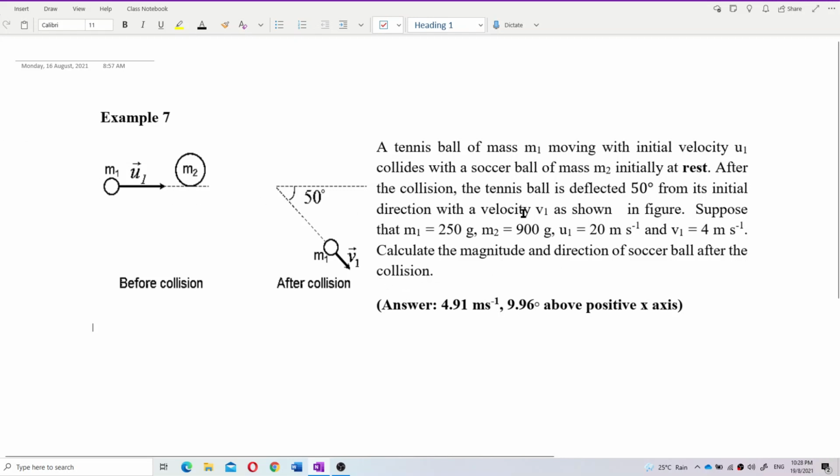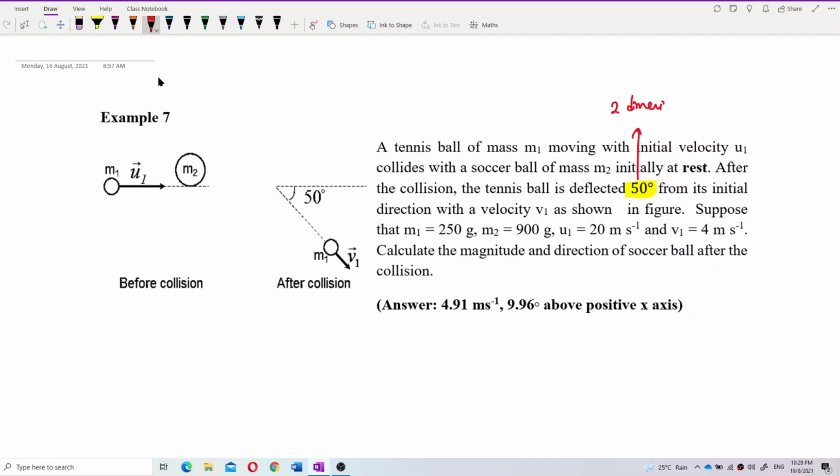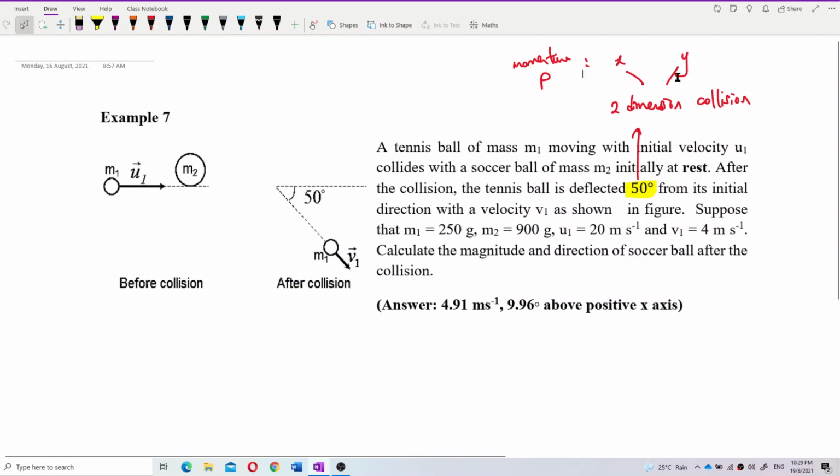First of all, is this a one-dimension or two-dimension collision? We see an angle here, so we confirm this is a two-dimension collision. In the case of a two-dimension collision, you need to do x and y components. For the conservation of momentum, P, you need to do two components, x and y.